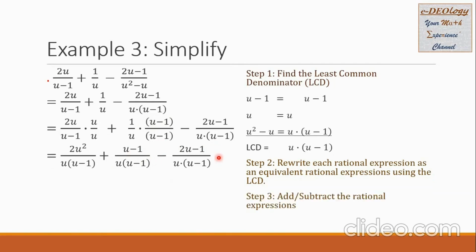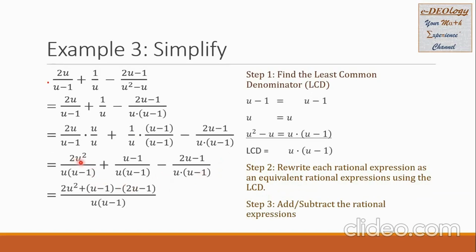We can now go to step 3 to add or subtract the rational expressions. We have now here 3 rational expressions with a common denominator, so I can now combine the numerators. Look at the 2u squared. I copy it here, and then plus the numerator u minus 1 is now copied here, and then minus the third numerator is now here. Then all over the common denominator, which is the LCD.